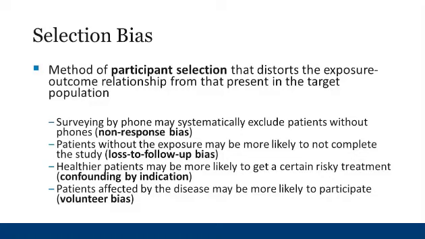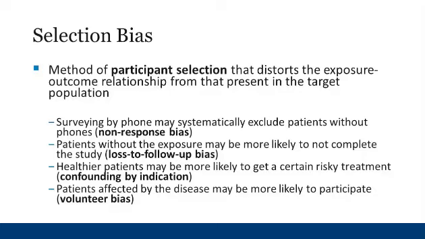And then one that pops up a lot that you should definitely consider when thinking about your research design is confounding by indication, a form of selection bias, where healthier patients may be more likely to get a certain risky treatment than non-healthy patients. And then lastly, something else to think about, which doesn't really come up so much in observational studies. It's more of an experimental study design issue, but definitely still something to consider is volunteer bias, where patients that are affected by the disease may actually be more likely and more motivated to participate.